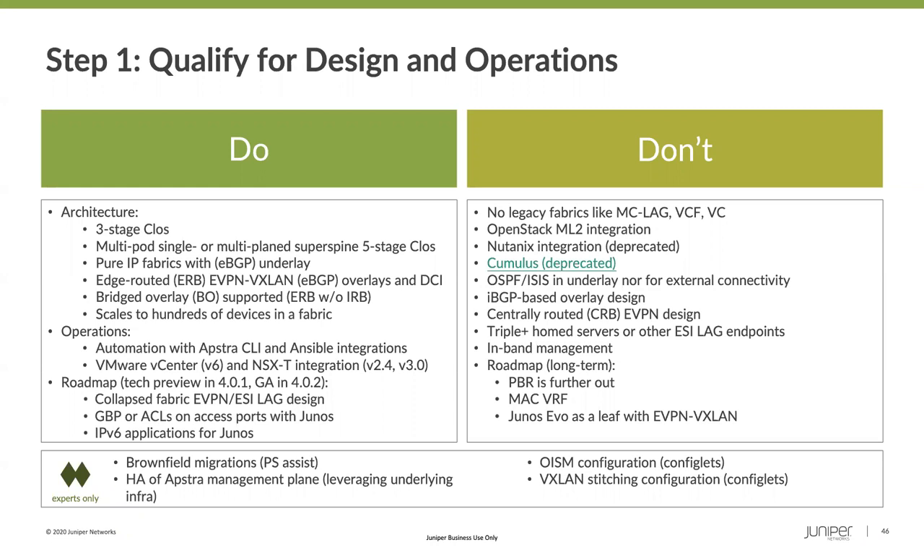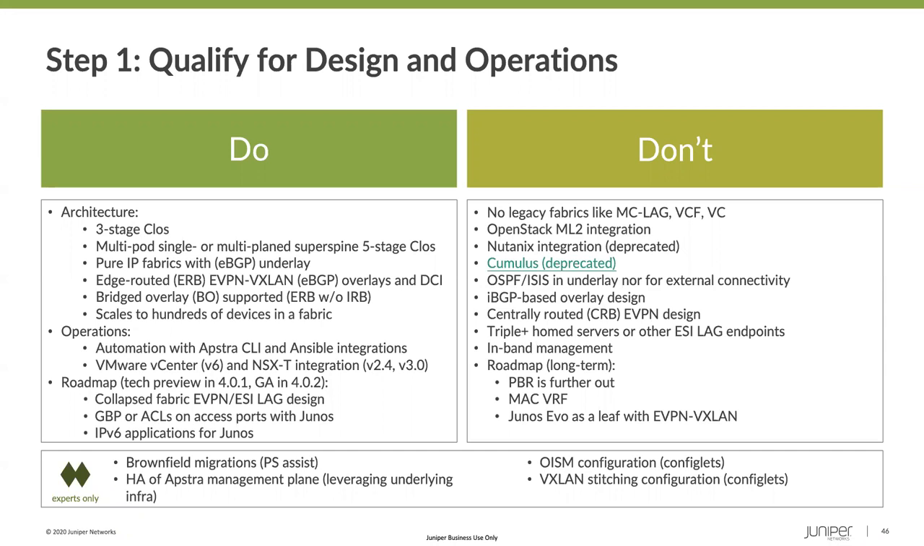But in terms of functionality, we have something we call collapsed fabric. That is where you collapse the spine and leaf into one box. This is typically for very small data centers, or maybe a disaster recovery site. We also do global-based policy, which you could consider micro-segmentation. That is now supported on ACL with Junos, and also some IP version 6.